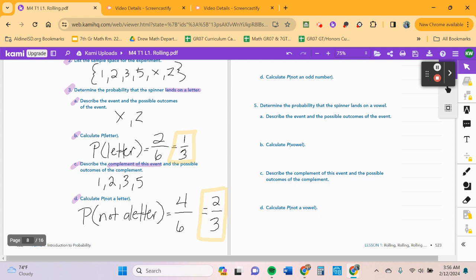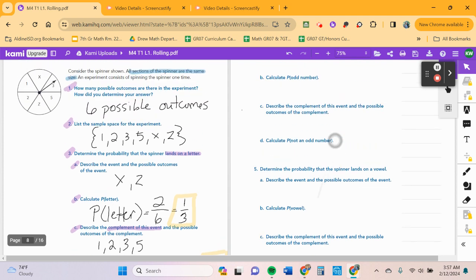So the probability of it not landing on a letter, P(not a letter), is equal to 4/6, or 4 out of 6, which simplifies to be 2/3. And notice these complements. I've got 1/3 and 2/3. What do you notice about the sum of those complements? Again, just like you learned in the last activity, they add up to be one whole. So that's how we know that that is correct.